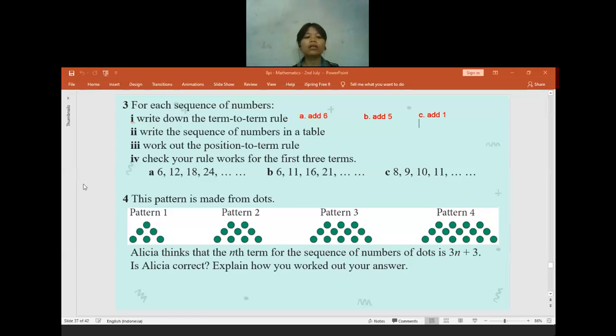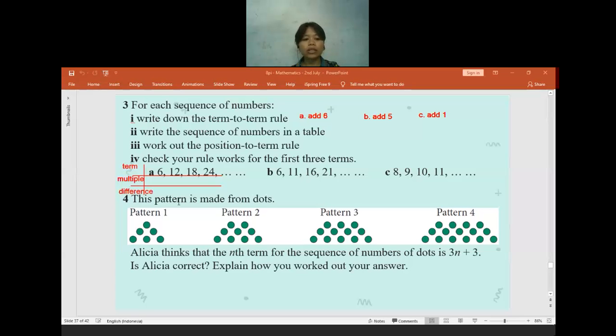For making the table, we have to make 3 rows. The first row is for the term itself. The second row is for the multiples of whatever term-to-term rule you have. And then the third row will be the difference. Multiples of how many do I need to find in question A? I already have the terms. For the table, we need 3 things: the term itself, then the multiple, and after the multiple, we need to find the difference.